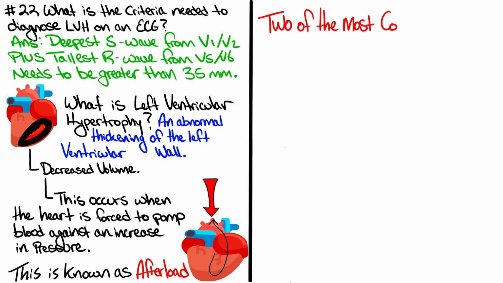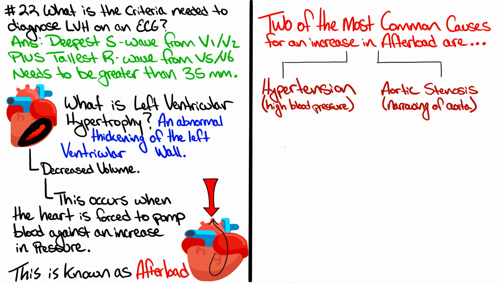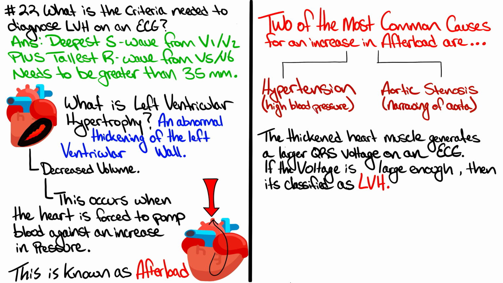Two of the most common causes for an increase in afterload are hypertension, which is high blood pressure, and aortic stenosis, which is a narrowing of the aorta. The thickened heart muscle generates a larger QRS voltage on the ECG. If the voltage is large enough, then it's classified as LVH.